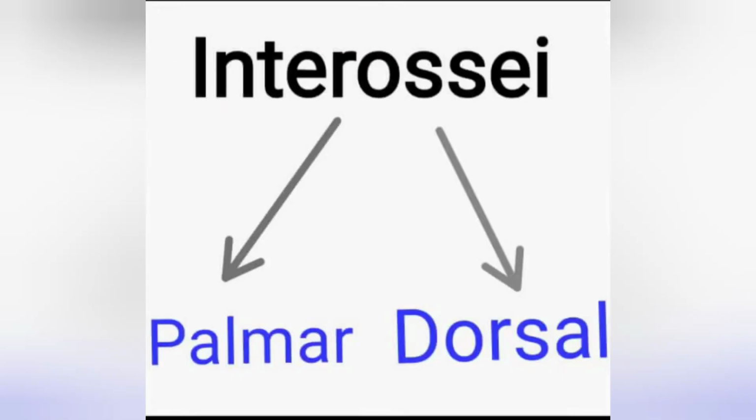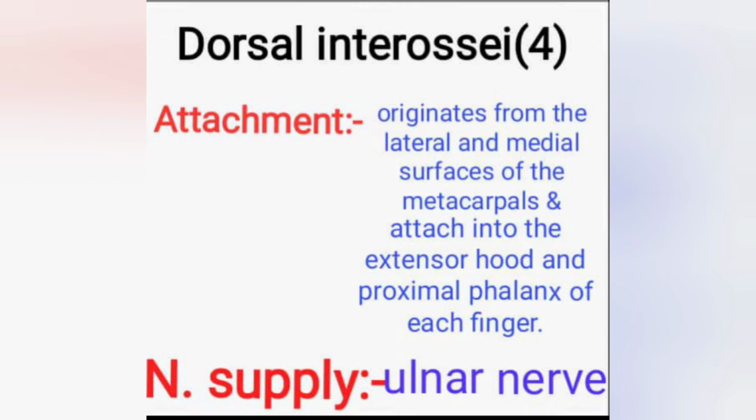So the next group of muscles is interossei. It is divided into two, palmar interossei and dorsal interossei. They are located between the metacarpals. So let's discuss the dorsal interossei. They are 4 in number and can be palpated on the dorsum of the hand.